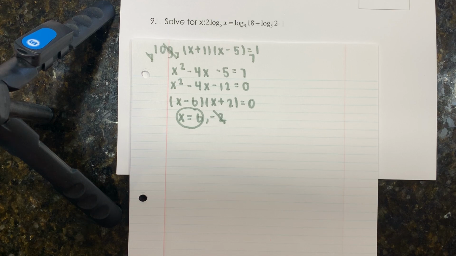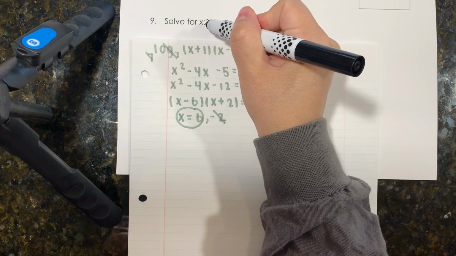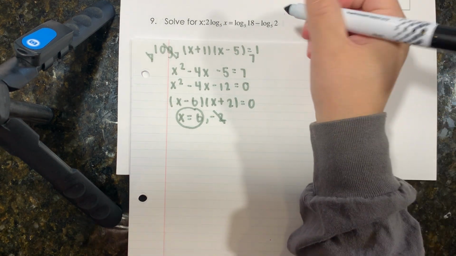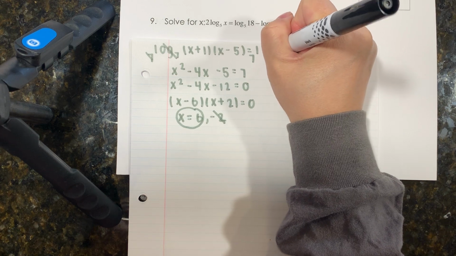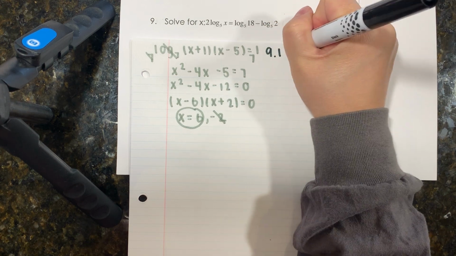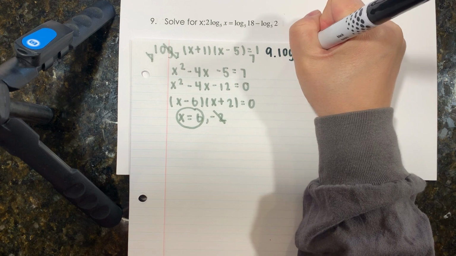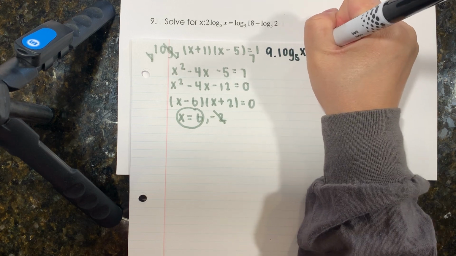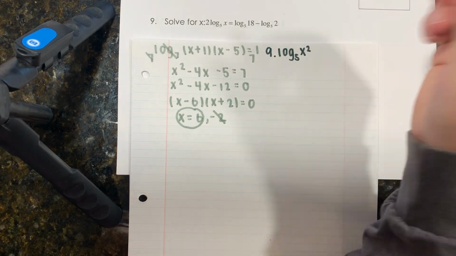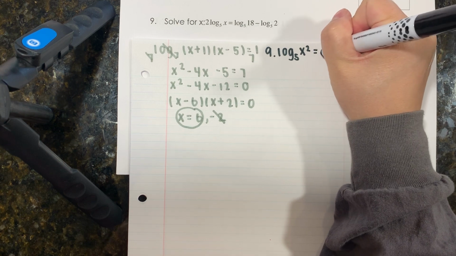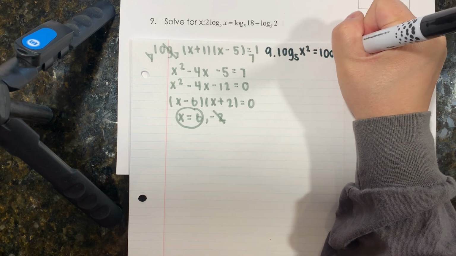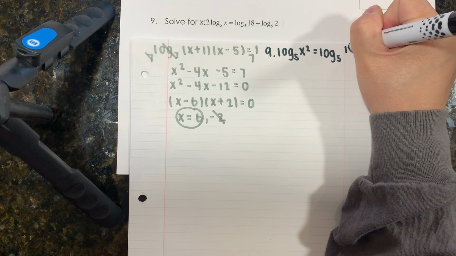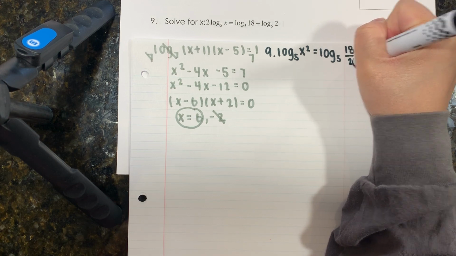So I'm going to start with number 9. Number 9, I see that there is a number outside my logarithm, so there's a 2 outside of my log. So I'm going to put that to the power of the x. So that would be log 5 of x squared. On the right-hand side, I see that there's a minus sign between my logarithms, which means that I have to divide those two variables together. That would become 18 over 2.